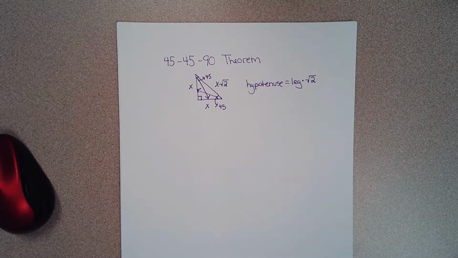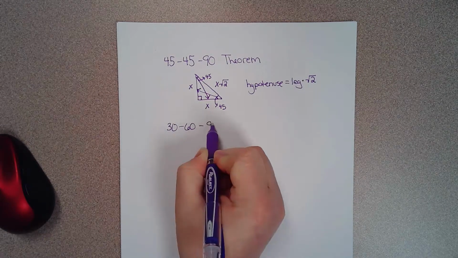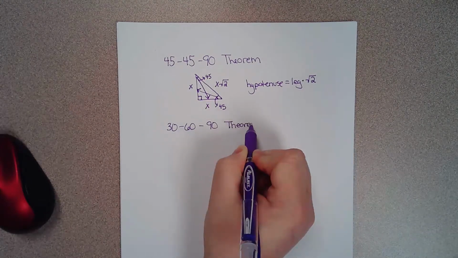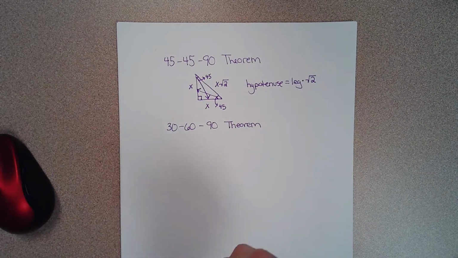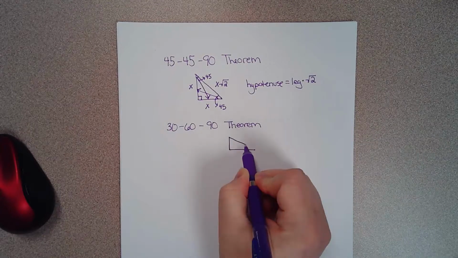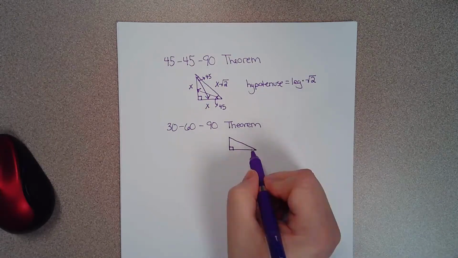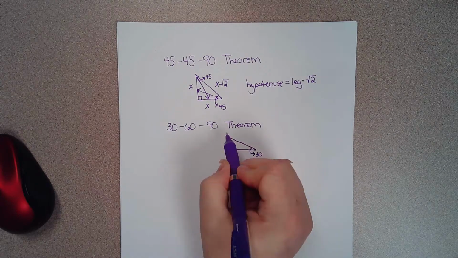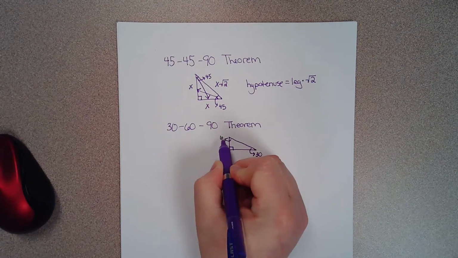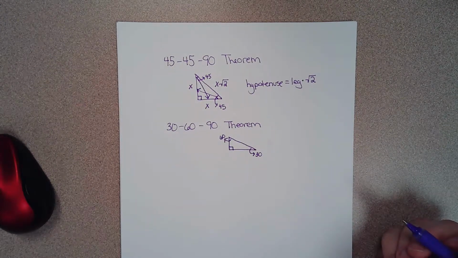The second theorem that we're going to talk about is the 30, 60, 90 theorem. It is similar to what we did here. The only difference is instead of being the same, the two angles are different. They still add up to make 90 degrees. So the smaller of the two angles, of course, is the 30. The next one is going to be the 60, and then we have the 90. All three angles are different, which means that all three lengths will be different. They will not be the same on two of the sides.